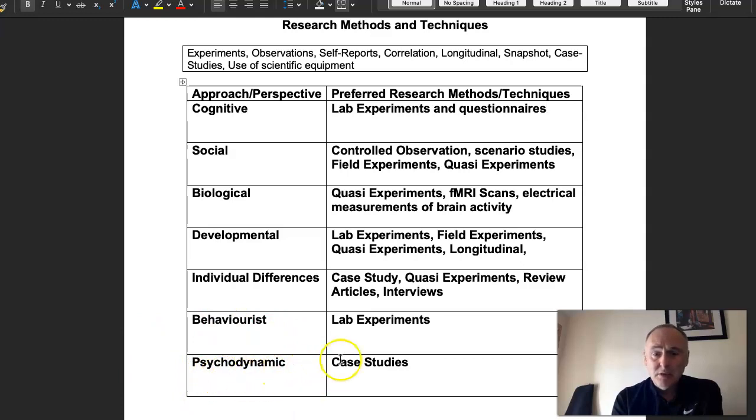And the last one, psychodynamic. Freud and to some degree Hancock, I guess you could say, are psychodynamic studies. The predominant use of case studies is a major aspect of the psychodynamic perspective.